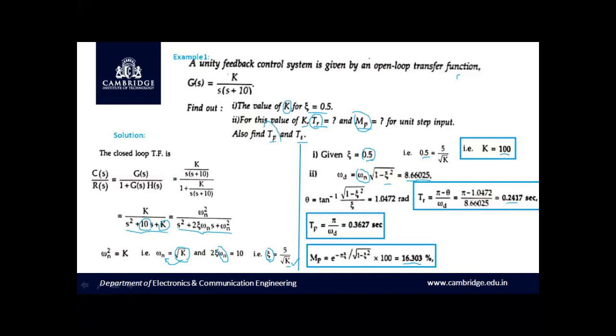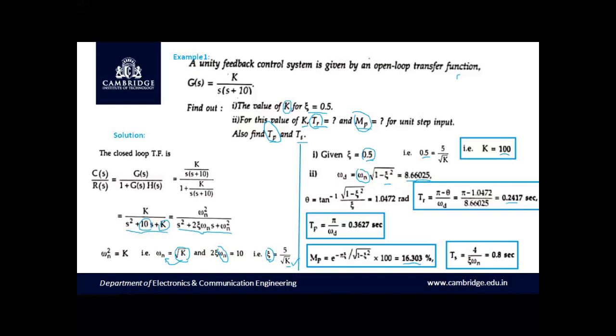I have obtained the values of TR, TP and MP. Finally, the settling time is given by 4 divided by zeta omega n. As zeta and omega n are known to you, you can substitute here zeta as 0.5 and omega n as square root of K, where K is 100, therefore omega n will be equal to 10. Therefore, I get the settling time as 0.8 seconds.